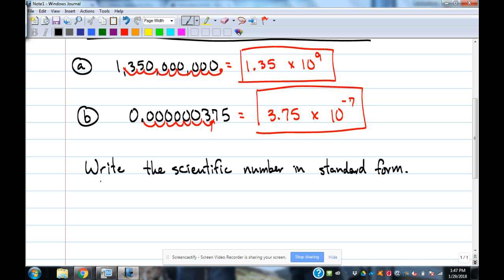Okay, so here we're going to go the other direction. We're going to start with the number that's in scientific notation, and we're going to write it in standard form. So let's start with like 1.65 times 10 to the 5th.